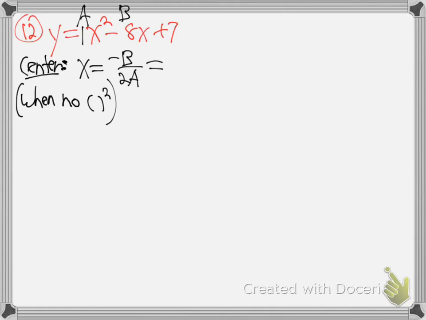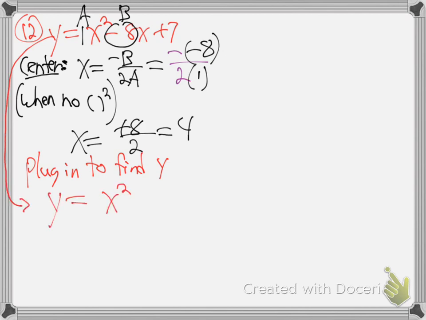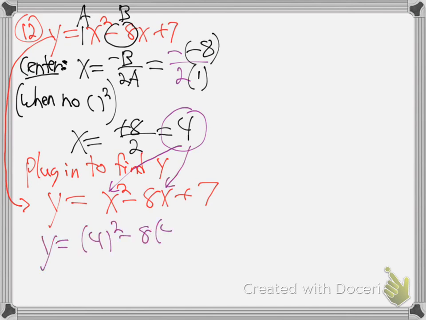Here a is 1, b is negative 8, so it's negative b over 2a. b is negative 8, and a is 1. Look at that. So we got negative negative 8, which means x is going to be positive 8 over 2. x is 4. Now how do we get y? Plug in to find y. Plug into what? Plug into that original equation. Bring that down. y equals x squared minus 8x plus 7. So grab that x is 4 and plug in. So y will be 4 squared minus 8 times 4 plus 7. 16 minus 32 plus 7. Is that minus 9, I think?